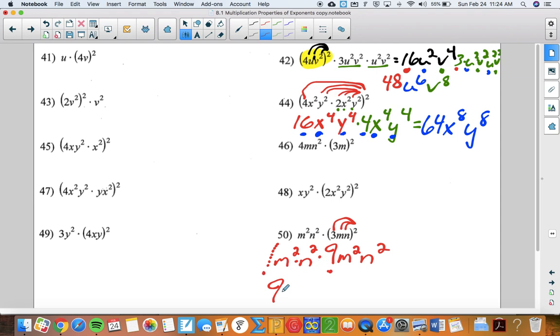And now the m's. So when we have the same variables being multiplied together, this is m times m, you add the exponents. So that's m to the 4th, and same with the n's. I have n to the 2nd times n to the 2nd. Add your exponents together, that's n to the 4th.